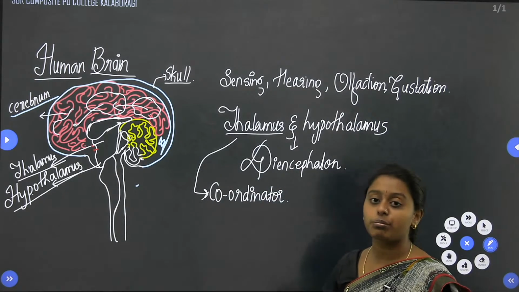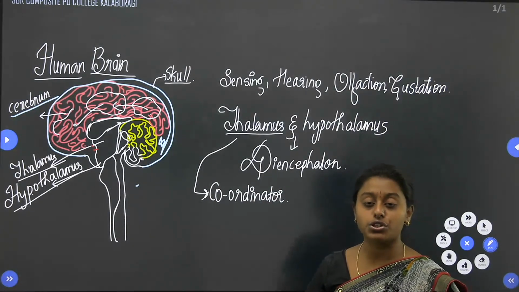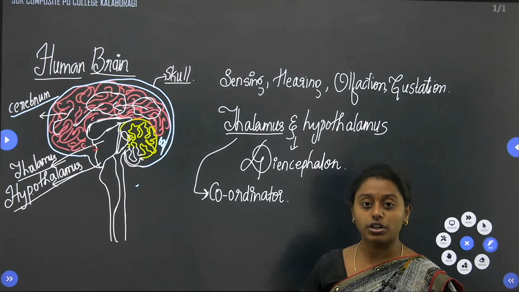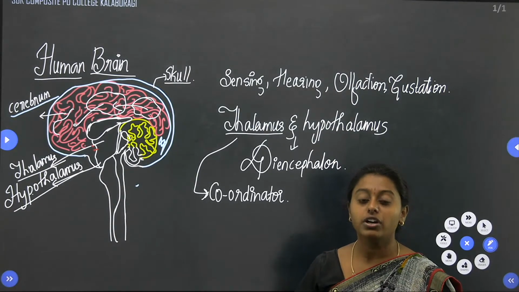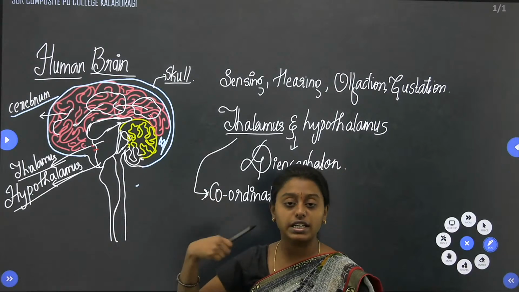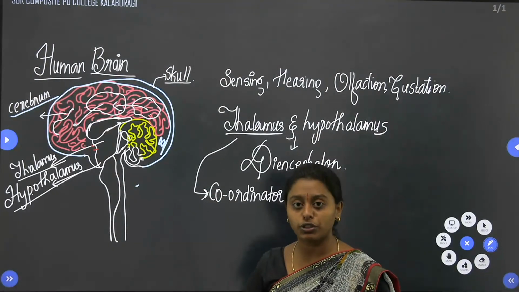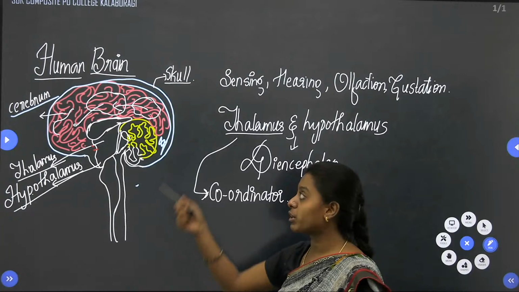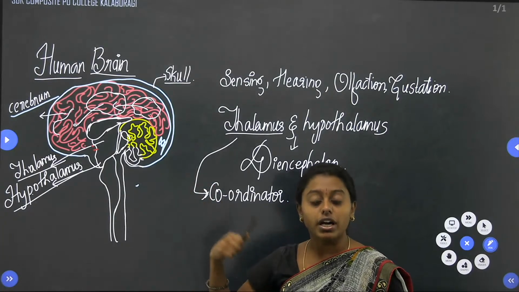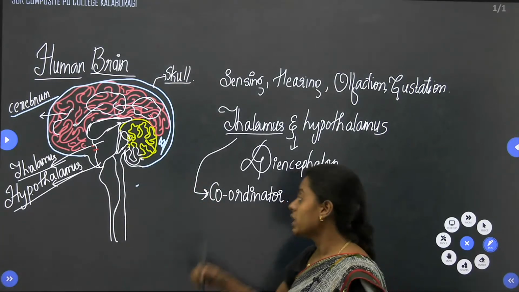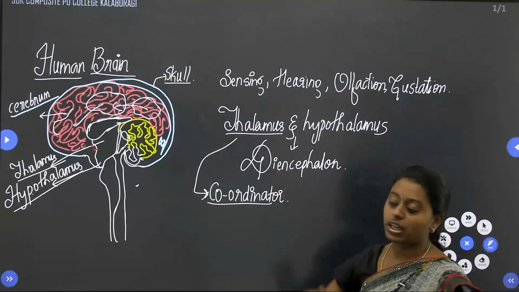Thalamus is the major part within the forebrain which coordinates the functions that have to be performed whenever the motor neurons are sending a signal to any part of the body. That coordination between the sensory and motor and the peripheral nervous system is taken up by the thalamus region of the brain.